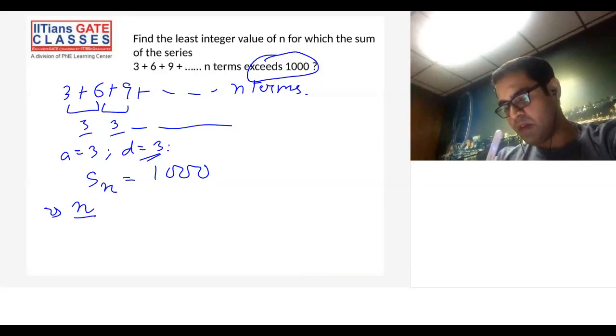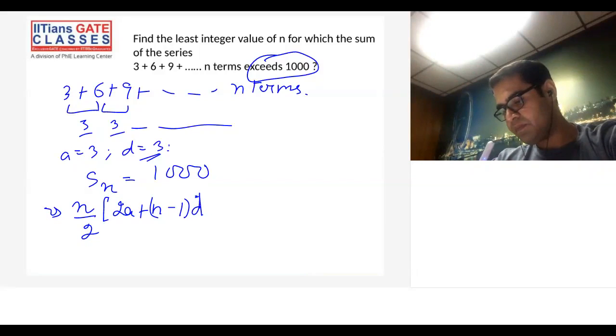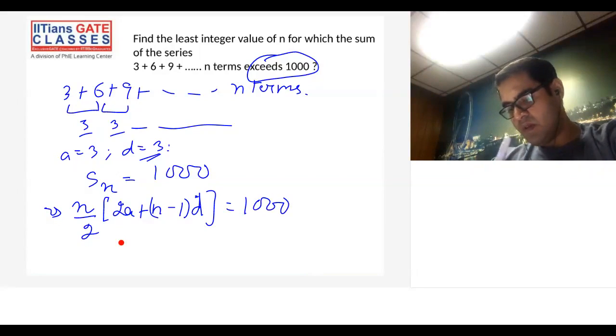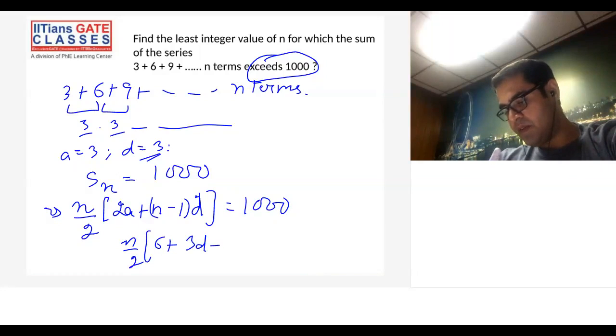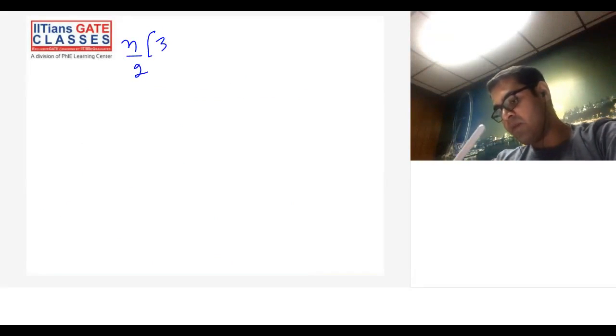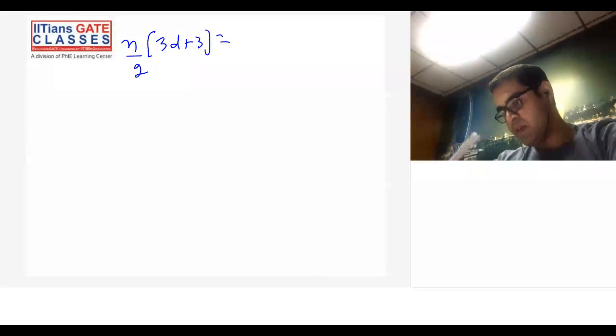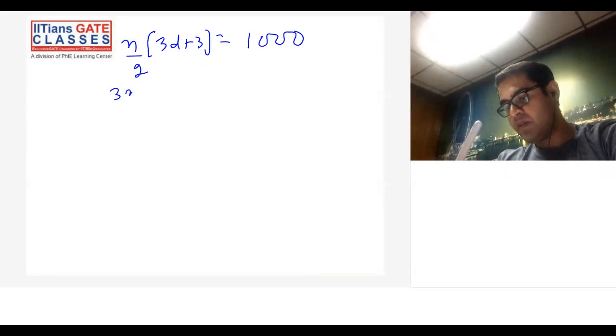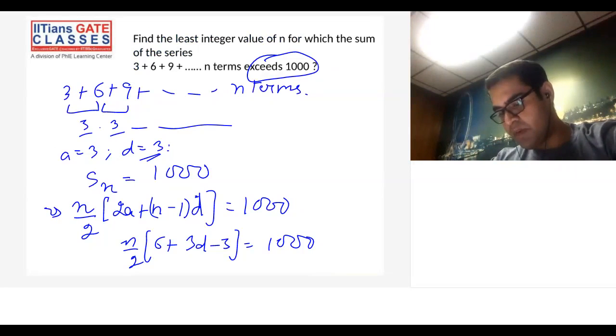So I'll just use the formula, n by 2 into 2a plus n minus 1 into d is equal to 1000. This n by 2 remains the same. Now this is what? 6 plus 3d minus 3 is equal to 1000. Now you can actually try and cancel this out. So this is 3d plus 3, n by 2 into 3d plus 3 is equal to 1000. And you can take 3n by 2 common. Sorry, this will not be d, this will be n.